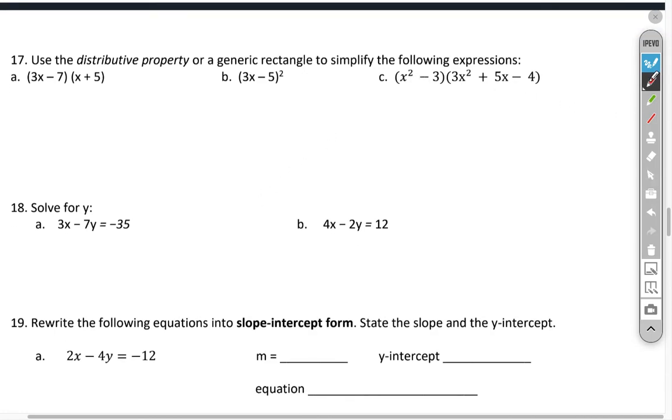All right, number 17 says to use the distributive property or a generic rectangle to simplify the following expressions. So we're going to start with this one first. I'm going to use the FOIL method. Hopefully remember FOIL is first, outer, inner, last, which means we're going to go first. First, outer, inner, last. So we have 3x times x.